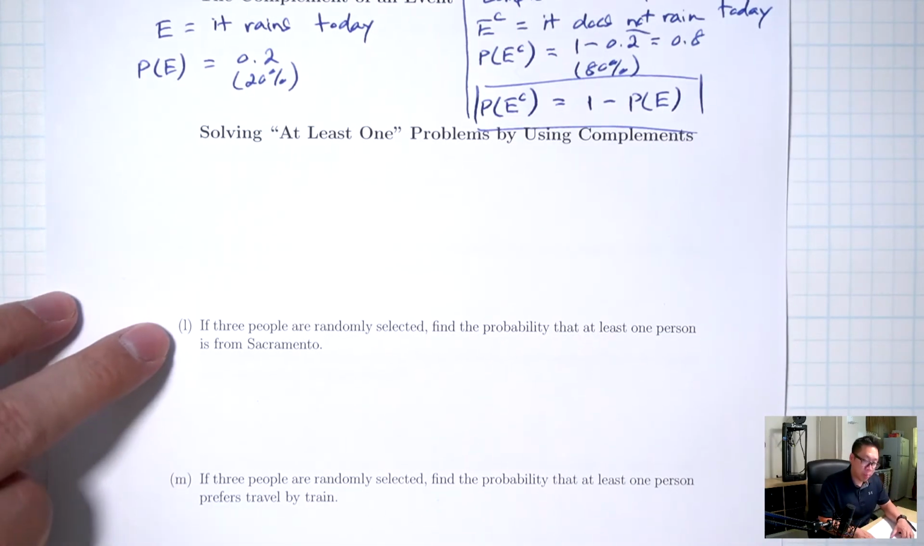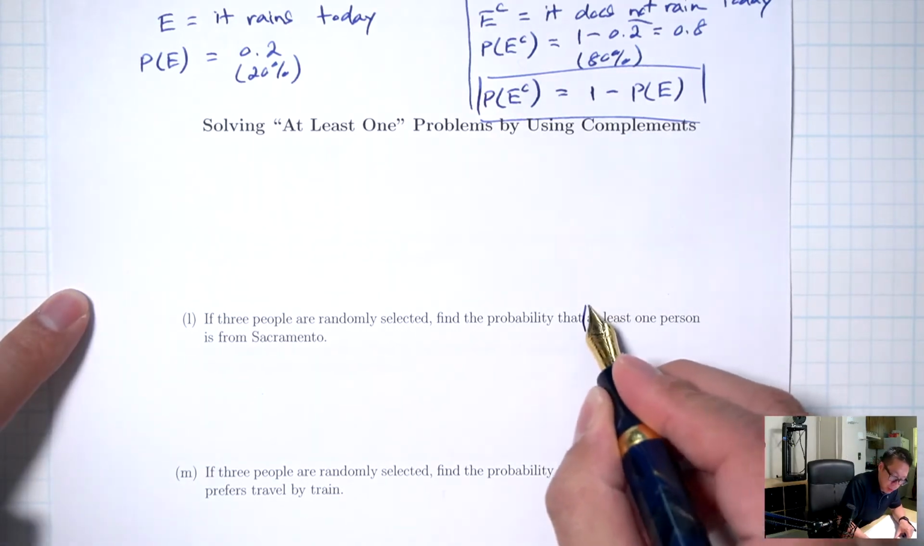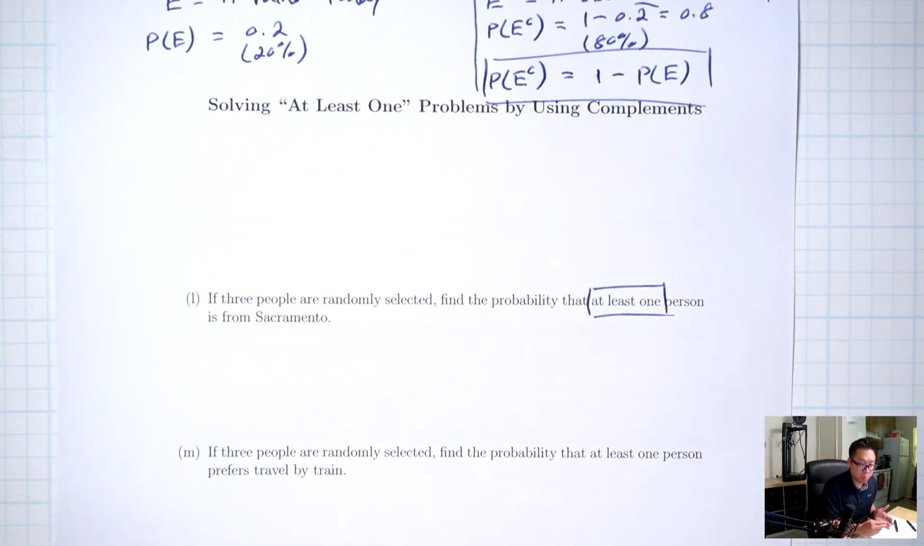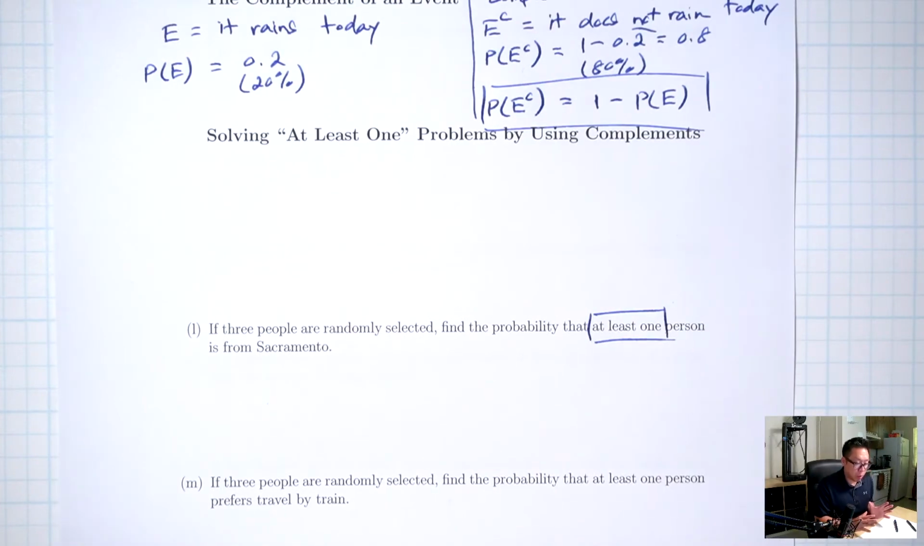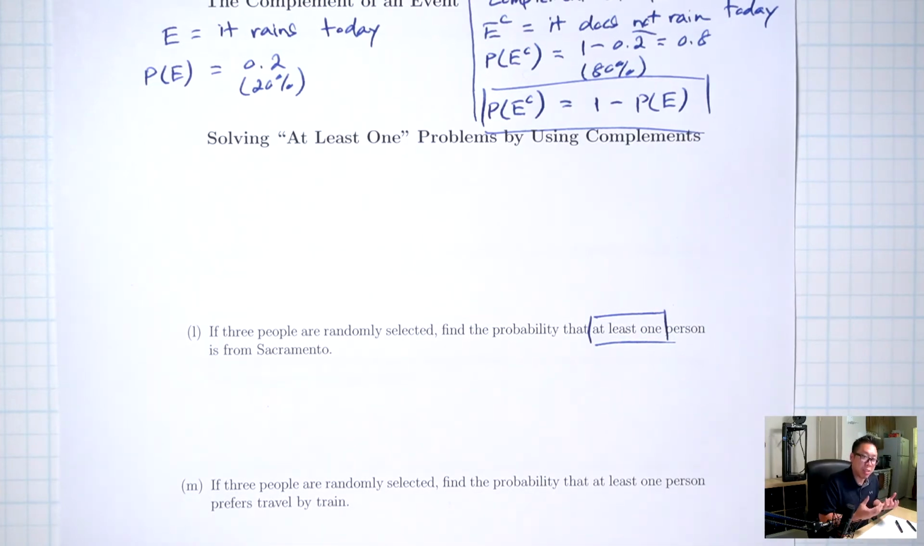Let's actually read part L. If 3 people are randomly selected, find the probability that at least 1 person is from Sacramento. What does at least 1 mean? We're talking about selecting 3 people, so at least 1 means 1 or more. So it could mean 1, it could mean 2, it could mean 3. And that's the problem with solving at least 1 problems directly, because you have to take into account each of those situations separately and then combine the answers.